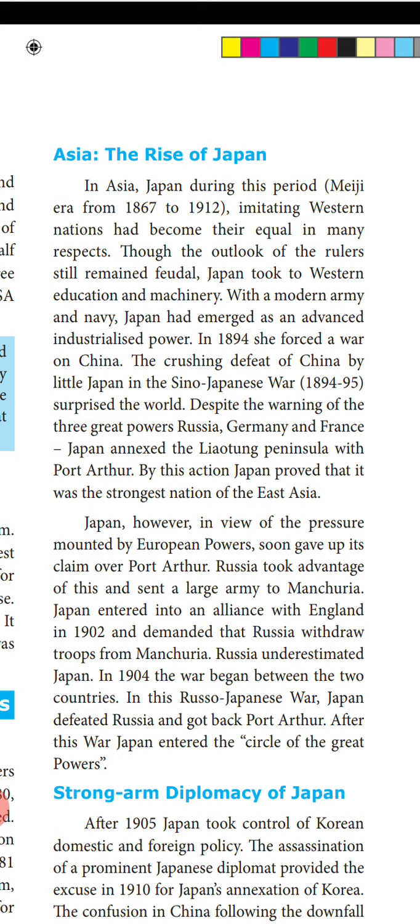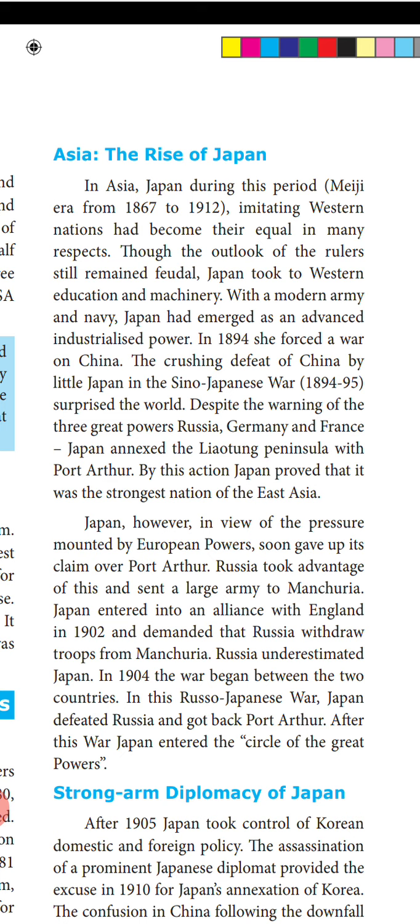Despite the warning of the three great powers, Russia, Germany and France, who warned Japan not to wage war with China, Japan defeated China. Japan annexed the Liaotung Peninsula with Port Arthur. By this action, Japan proved that it was the strongest nation of East Asia. Japan, however, in view of the pressure mounted by European powers, soon gave up its claim over Port Arthur.